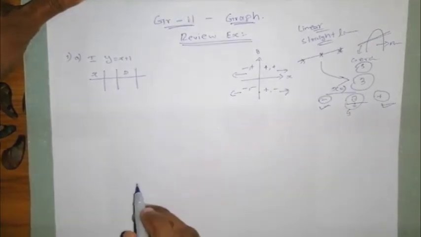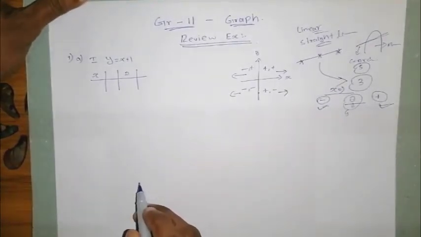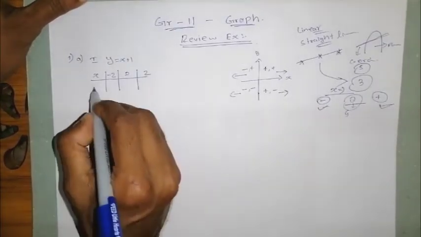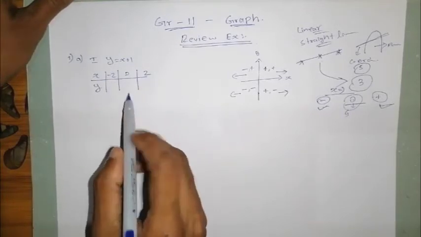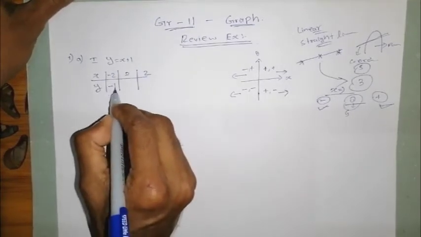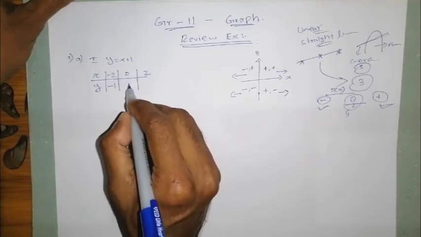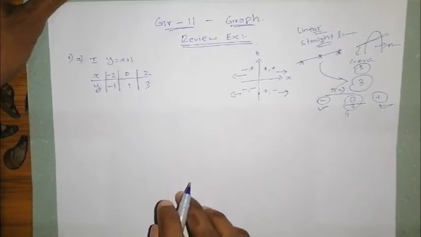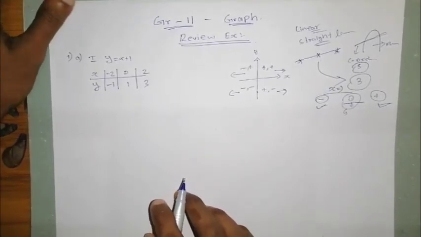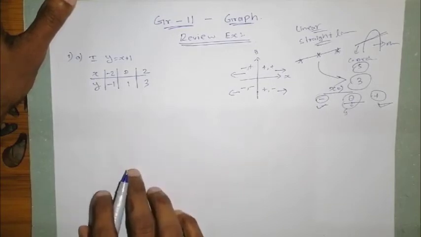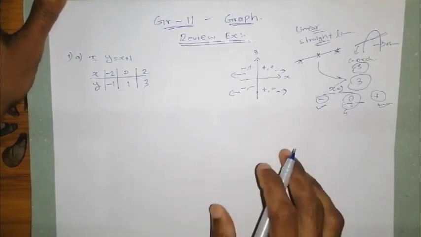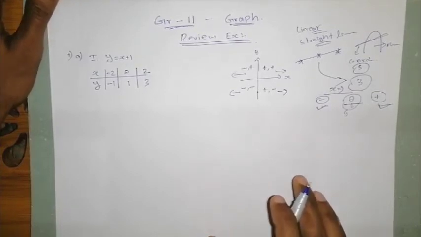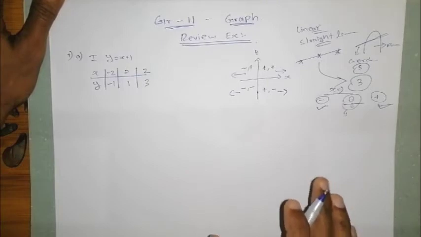So we take one of the values as 0. I take one of the x coordinates as negative, minus 2, and positive as 2. So the y values, if you substitute, minus 2 plus 1, that is minus 1. If you substitute 0, it's 1, and 3. So we got 3 points here. We need to calculate all 4 coordinates, then only we can make a Cartesian plane, because we are going to draw all 4 linear graphs on a Cartesian plane.